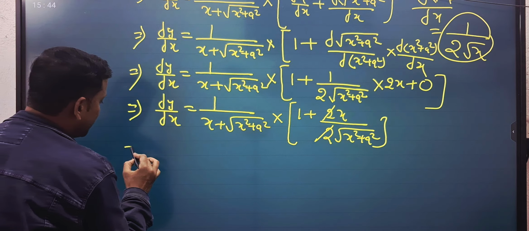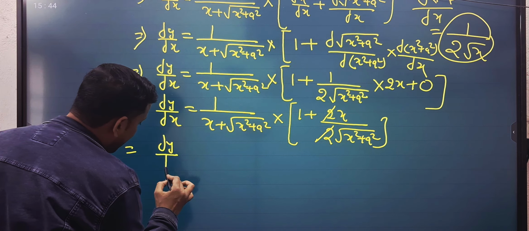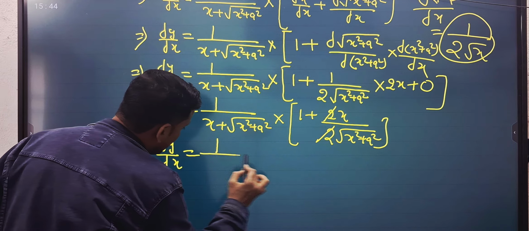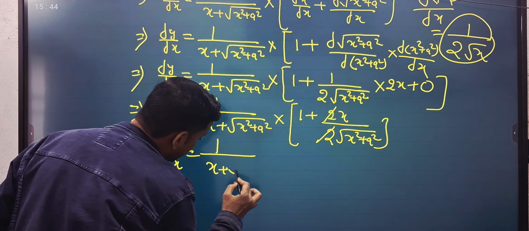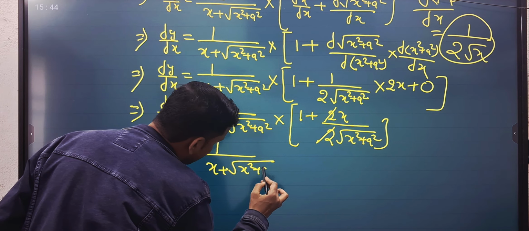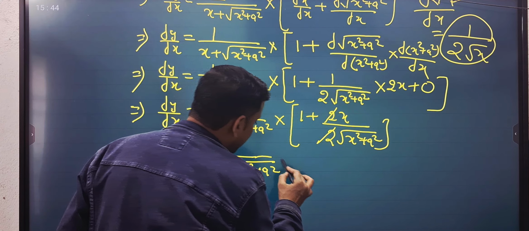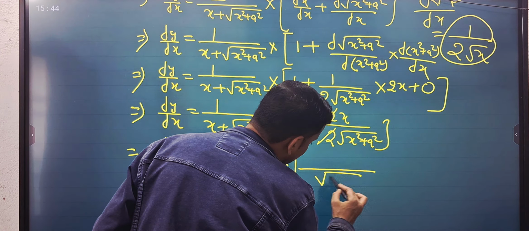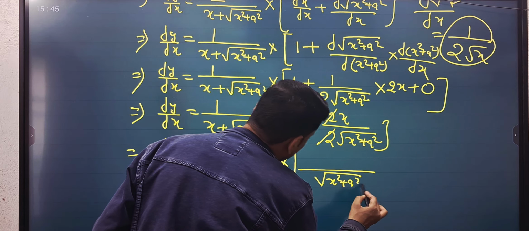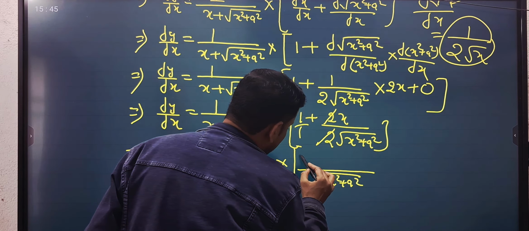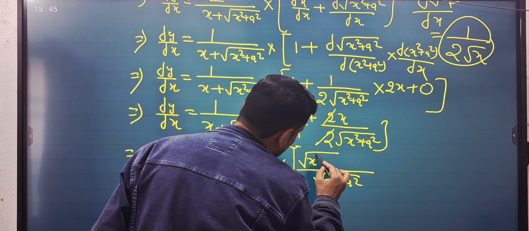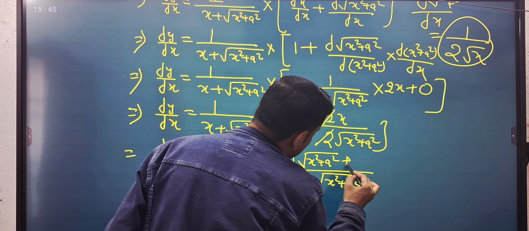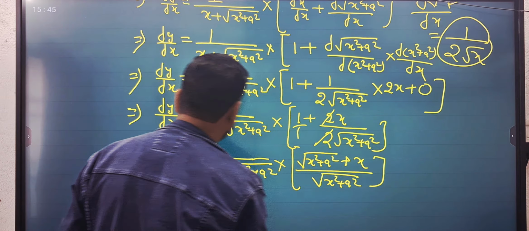So the next term will be dy by dx equals 1 by (x plus root under x square plus a square) into, if you take the LCM, you will get x square plus a square here, and 1 here, and you will get root under x square plus a square plus x.